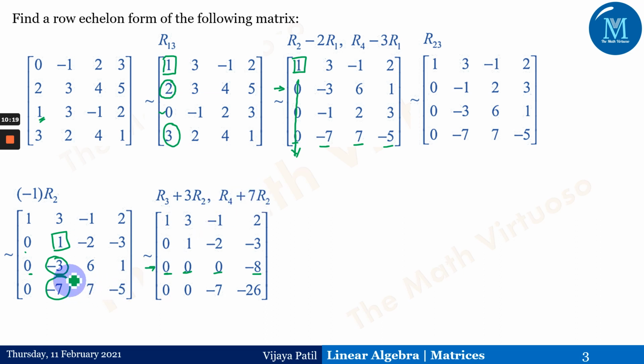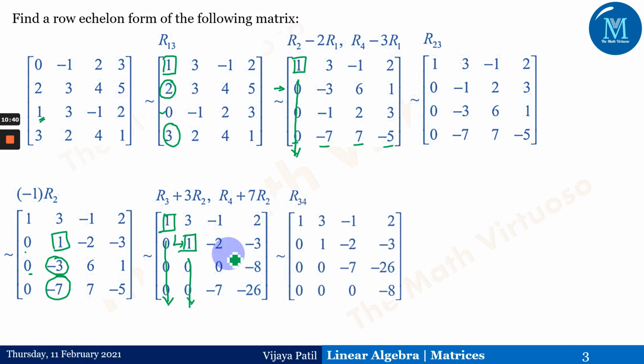So you just check it out. You will be getting this particular type of elements over here. Now here we have got this leading 1. The next leading 1 is here. Below that is 0. Below that is also 0. Now we have to search for the leading 1 here.